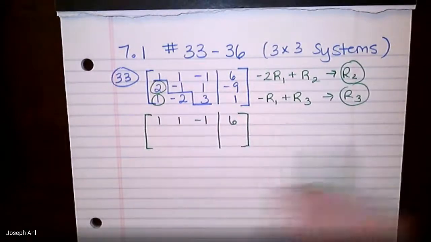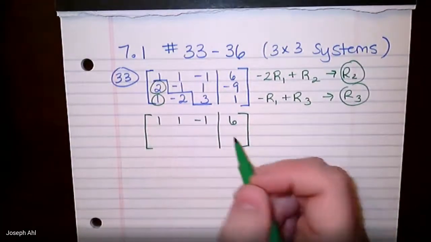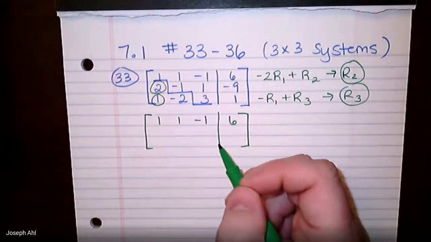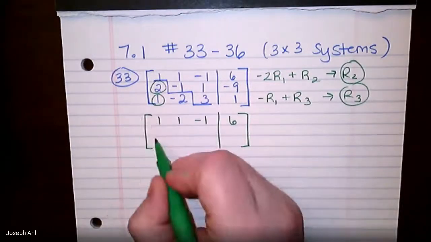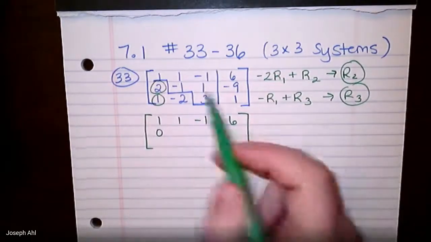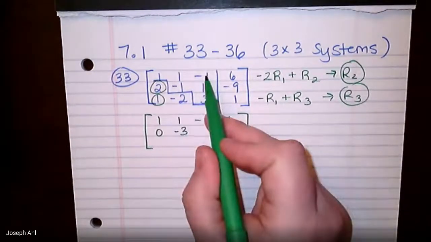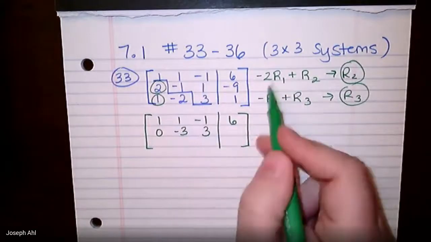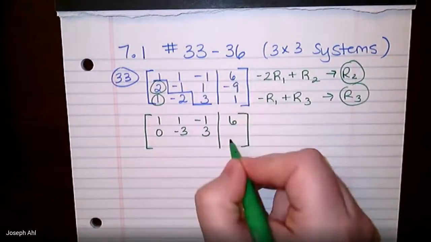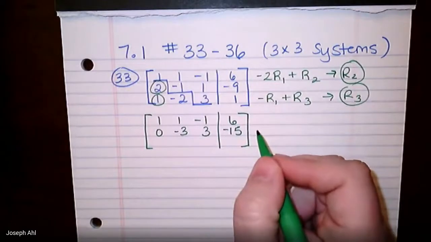Again, if you're like, no, Mr. All, I want to try it on my own, go for it, right? You guys can go ahead and stop the video now. Try this on your own. Okay, so this would be a 0 in this spot if I did that correctly. -2 times 1 is -2, plus -1 is -3. This is going to be +2 plus 1 is 3. And then -6 and -9 is -15 in this spot right here.